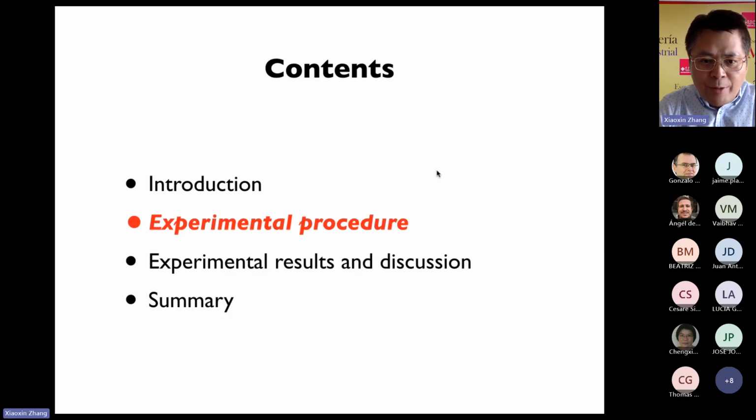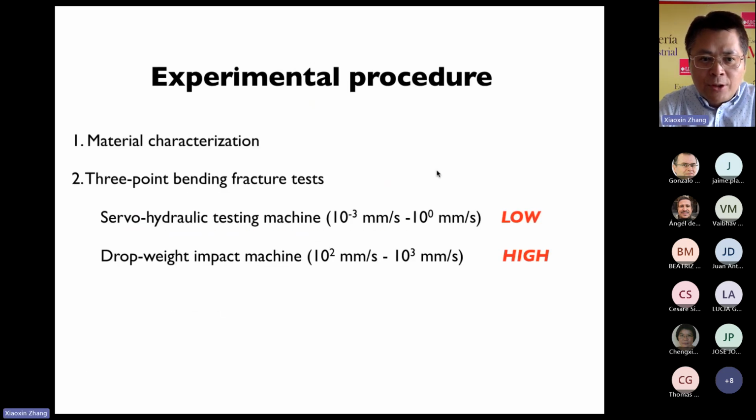The second one, experimental procedure. So first, material characterization. The second, 3-point bending fracture test. Here, 2 typical devices were adopted. The first one is a servo hydraulic testing machine. The loading rate or loading velocity is from 10 to minus 3 millimeter per second to 1 millimeter per second. So we can call it a low loading rate.